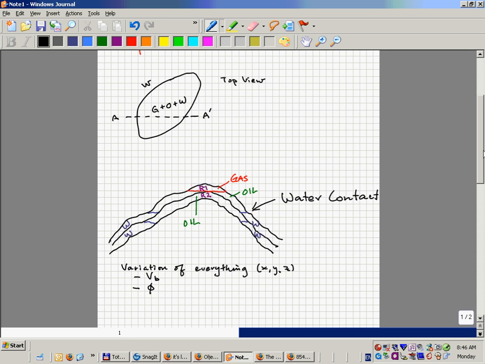The bulk volume has to be integrated out. To know what the gas is, you have to know that contact, right? This contact here has to be known, and that's called the gas-oil contact. By the way, this is the water-oil contact. Those contacts are very important because they mark the point where you have gas, where you have oil, and where you have only water.